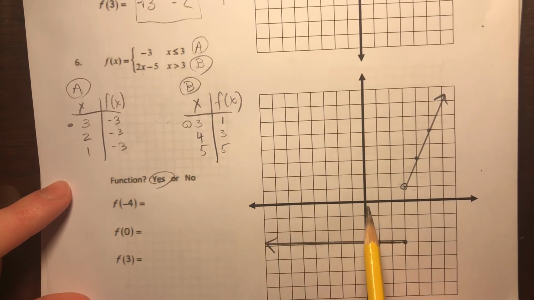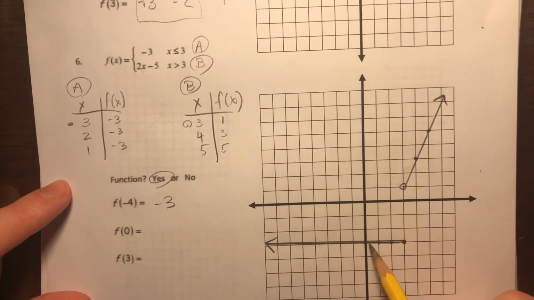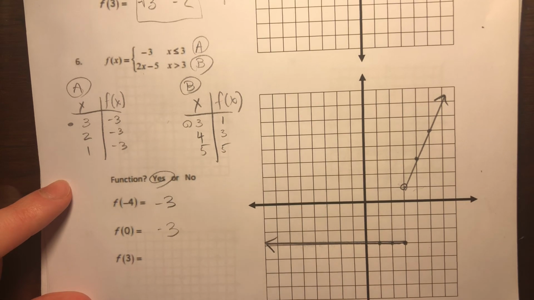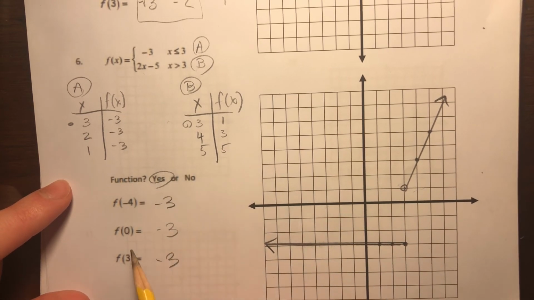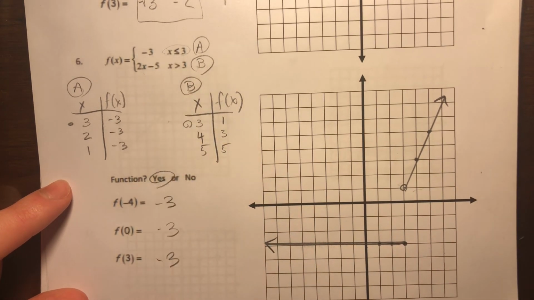F of negative 4, that's just going to be equal to negative 3. F of 0, that's just equal to negative 3. And f of 3 is also just equal to negative 3. All of these numbers are within the domain of the first function, which is always equal to negative 3.